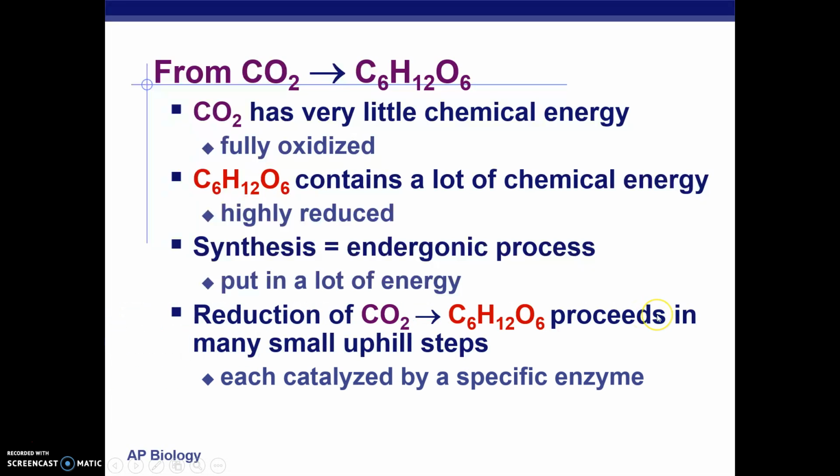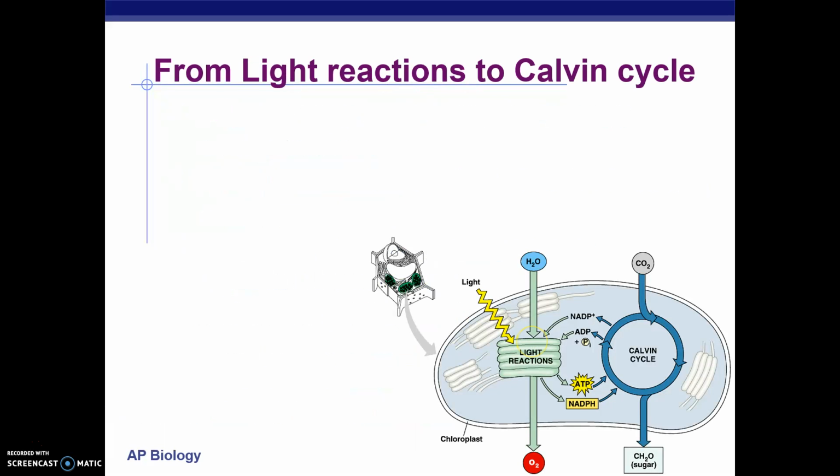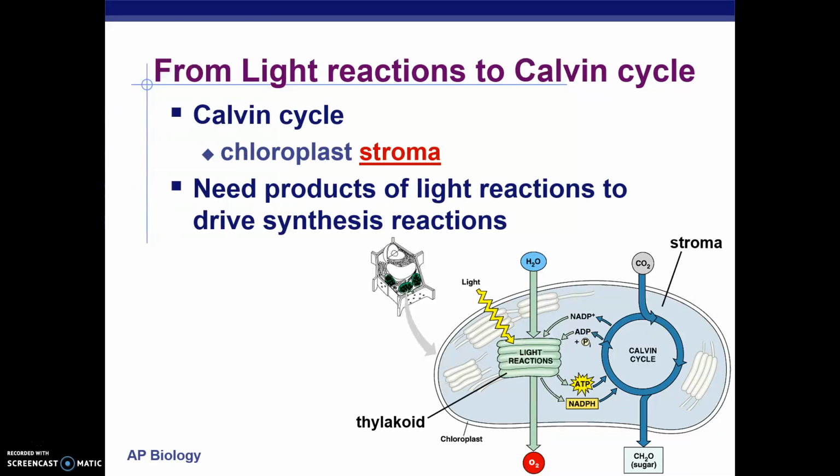And it cannot happen in a single step. There are multiple small steps, and each of these steps has a specific enzyme that needs to catalyze the reaction. Energy from the light reactions, ATP and NADPH, will be used to complete the Calvin cycle. This occurs in the stroma, and it requires the products from the light reactions in order to carry out these reactions in the stroma.